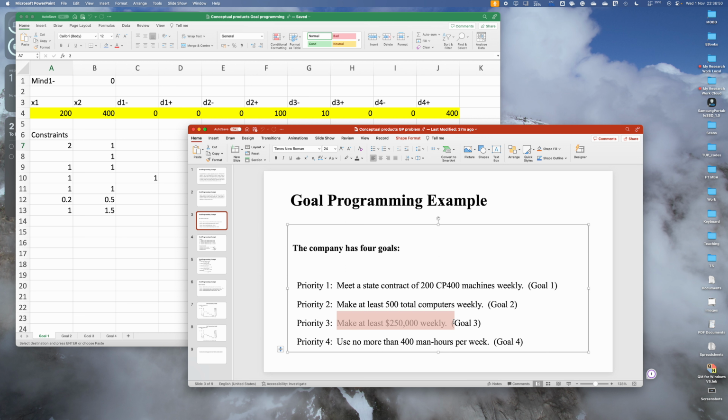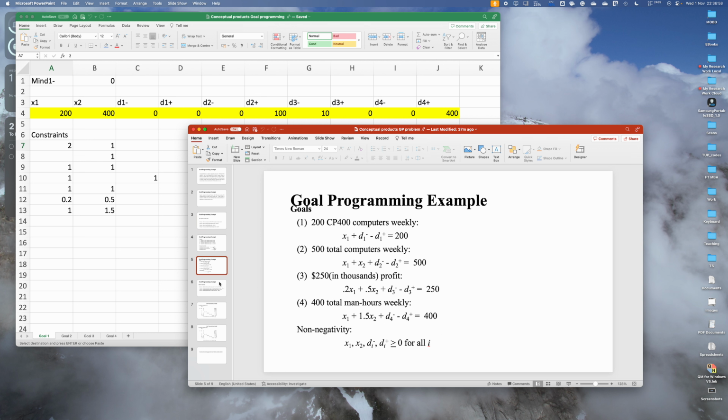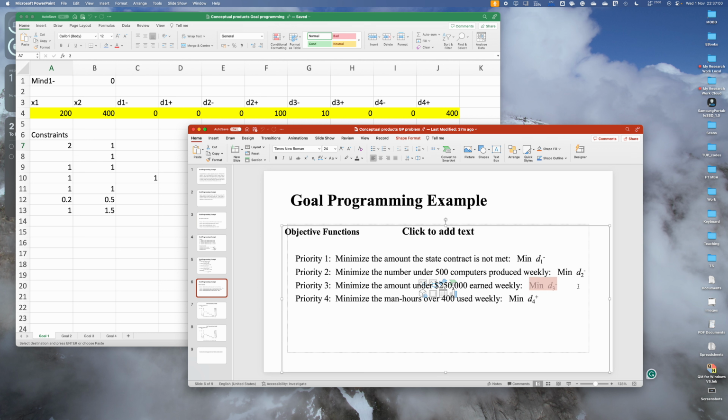If I make less than that, then it's not good for me. So I have to minimize the underachievement here. That is why it is minimize D3 negative.